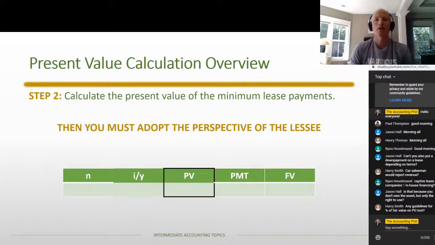So now we have the N, that hasn't changed. We have an I/Y now. We just calculated that. The payments likely are the same as the first calculation. The FV very likely is different, actually, and we'll talk about why that's the case. But essentially, we have to now recalculate everything from the lessee's perspective and think about the economic flows and obligations that they have from their perspective.